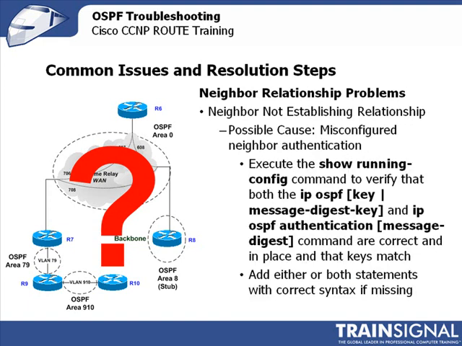In addition, you can also use the show running configuration command, and you need to look for the specific commands for authentication. The IP OSPF, and it's either going to be key for text-based authentication or message digest key for MD5-based authentication. You also want to make sure that the IP OSPF authentication or authentication message digest commands are in place. Those both have to be configured, present, and under the particular interface, and the strings have to be correct. If they happen to be missing, add either or both statements. And if the key is incorrect, make sure you change that as well.